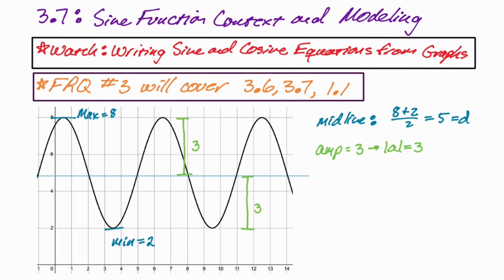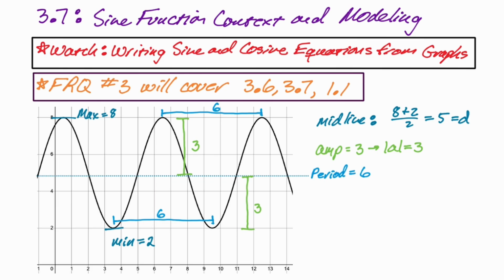We also need the period. I always go maximum to maximum or minimum to minimum. So we could go minimum to minimum and see that that distance is 6. It's from 9.5 to 3.5. Or we could go maximum to maximum, which is 6.5 to 12.5. In both cases, we're getting 6. So our period is 6.